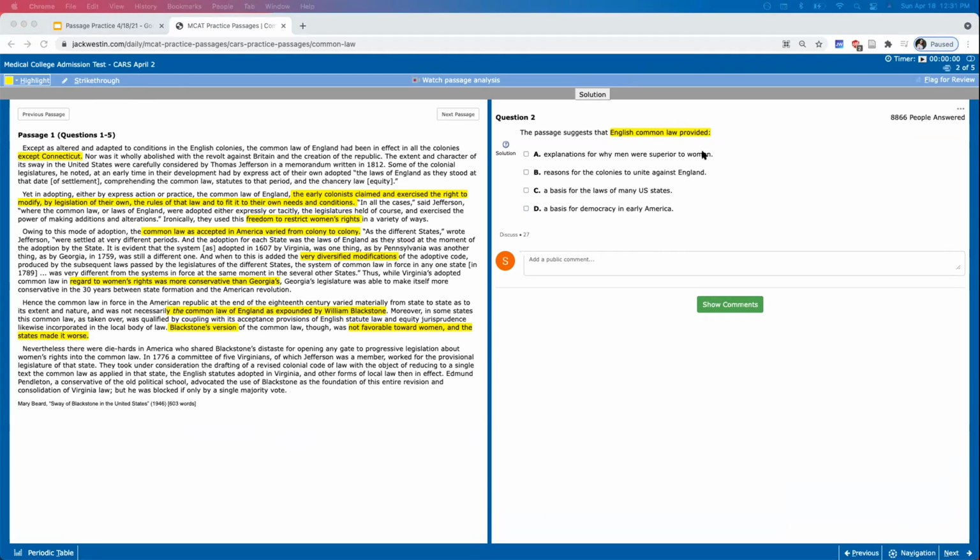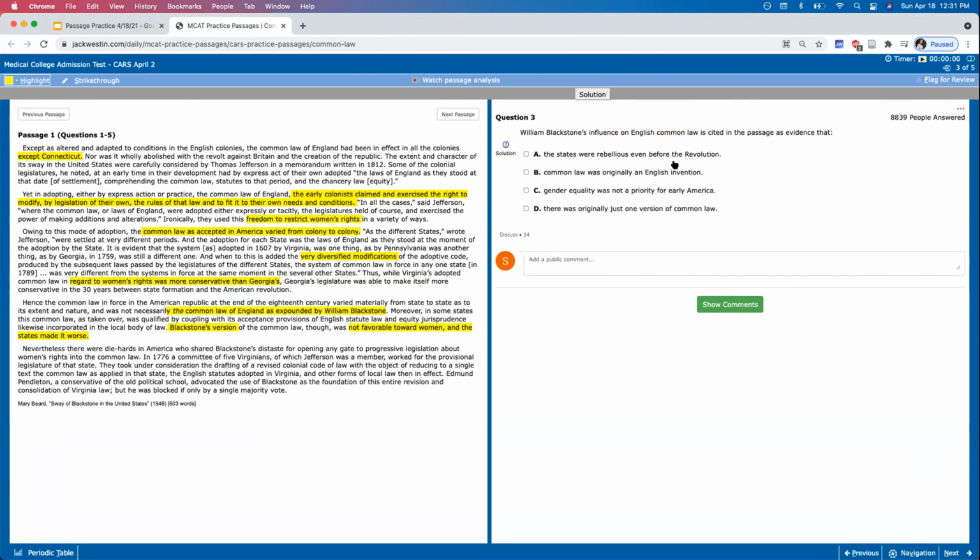Okay, so it didn't really give explanations for why men were superior to women. And we didn't talk about uniting against England. So make sure to not bring any outside knowledge into this. Okay, so would it be a basis for the laws or the democracy? And obviously we really talked about how the laws were altered, so this would be the best answer. We didn't really talk about democracy in the early America.